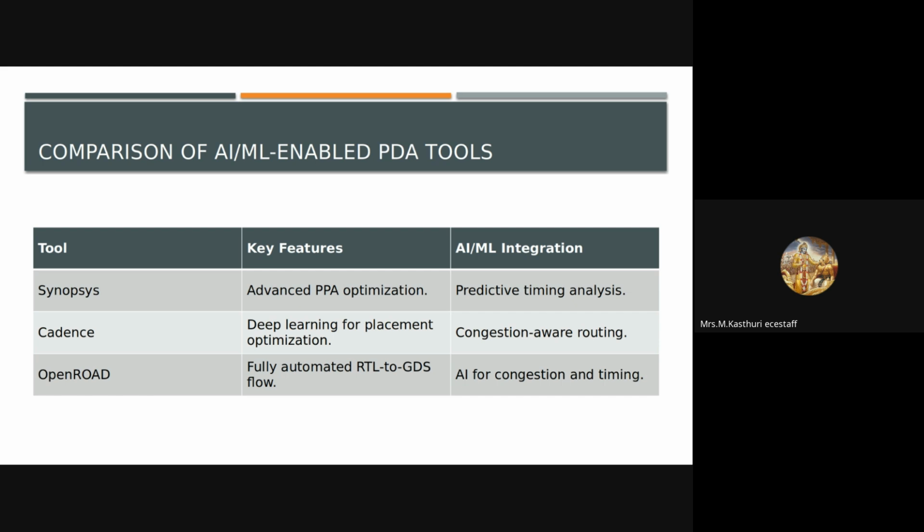OpenROAD is an open source tool that incorporates AI algorithms for congestion and timing analysis, ensuring that the design process is as efficient as possible. OpenROAD's AI-powered features optimize various design aspects such as routing, placement, and timing by analyzing large data sets from previous designs. This results in better PPA outcomes and a more streamlined design process, which benefits the entire chip design ecosystem.